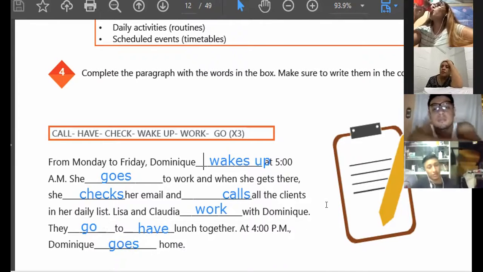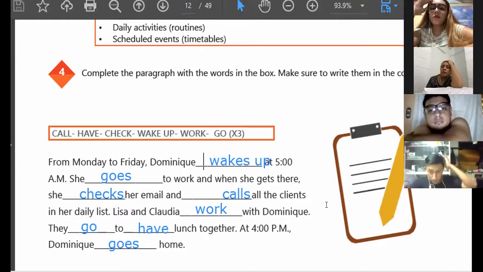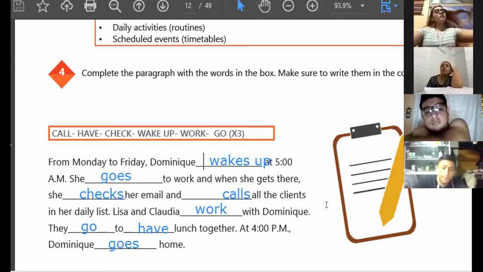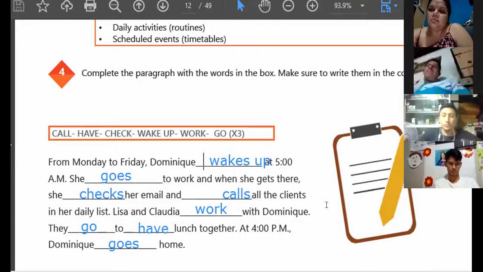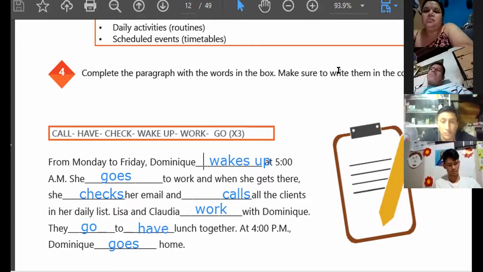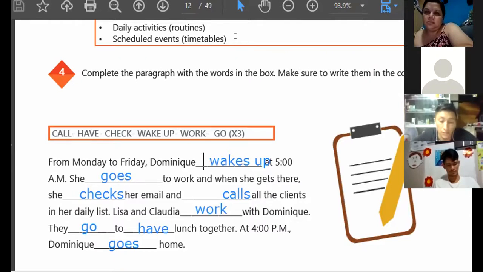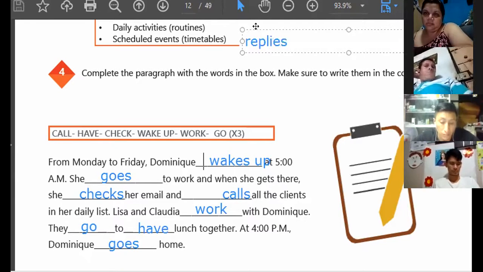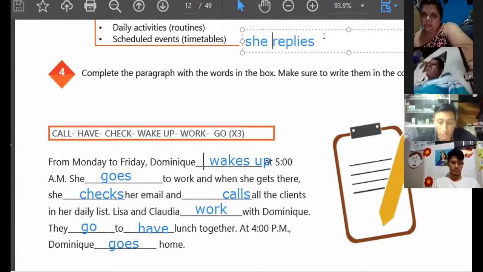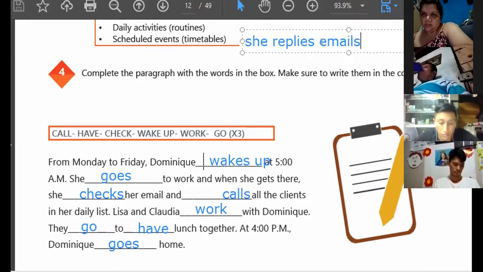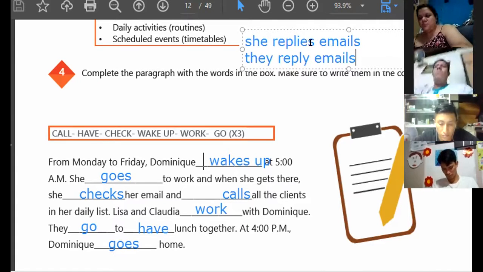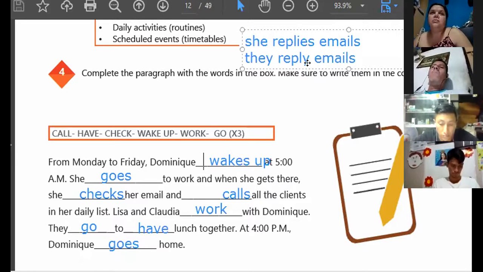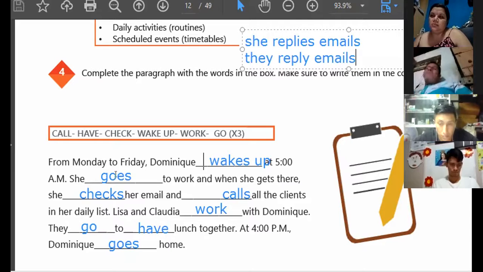Okay, now always remember for she, he, it, we add a letter S and some verbs change like have, has, right? And other verbs change the ending. For example, go, goes. Let's imagine that she is answering emails. Then we could say replies, okay? She replies emails. And they reply emails, okay? This is for you to see the grammar here, or the spelling in this case. Reply, replies. Go, we add letter S.